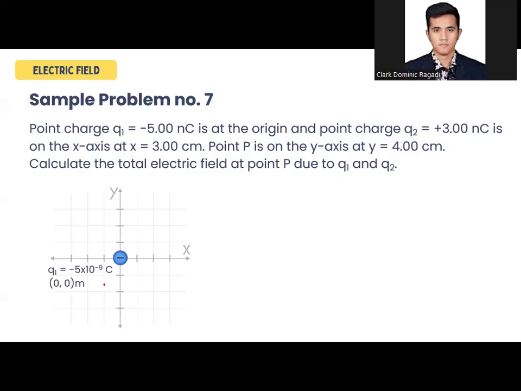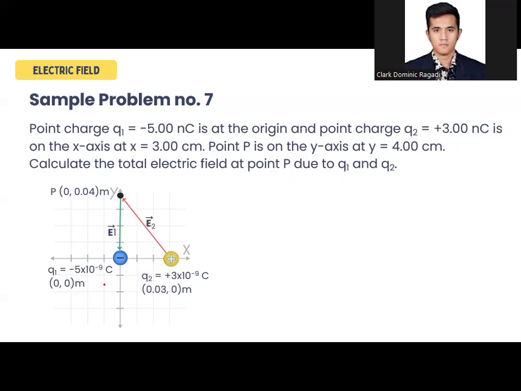And then Q2 equals 3 times 10 to the power of negative 9 coulombs, located at (0.03, 0) meters. And then we're looking for the electric field at point (0, 0.04) meters. Okay, so we just converted the given centimeters into meters and then plotted accordingly. Okay, so we have here our electric field lines.